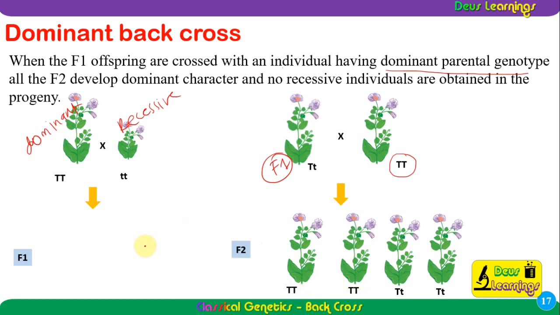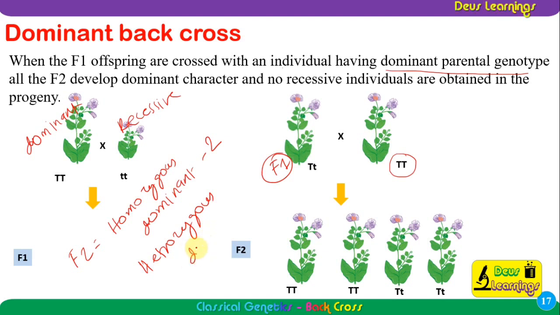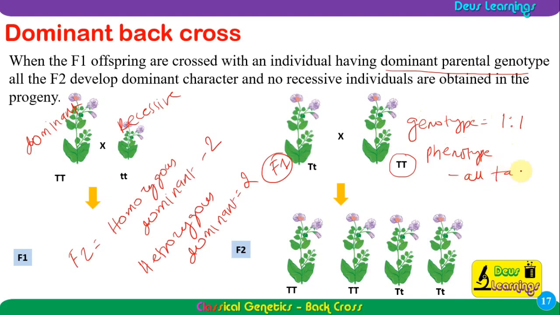What you see here is that the F2 generation possesses two homozygous dominant and two heterozygous dominant individuals. So the genotype ratio is 1:1, and the phenotype is all tall.